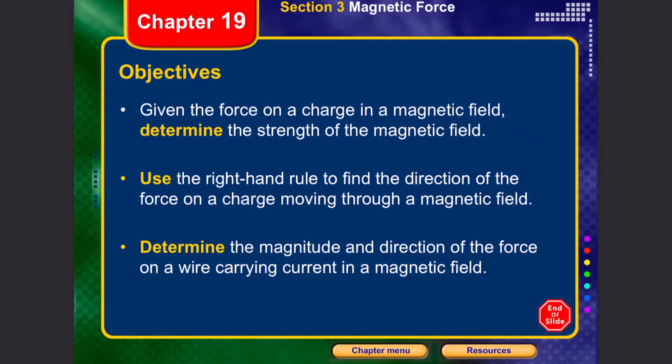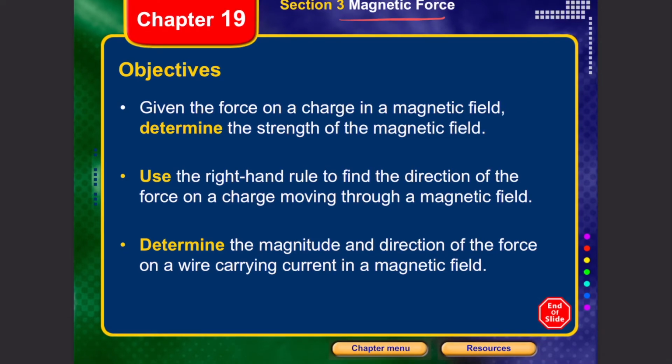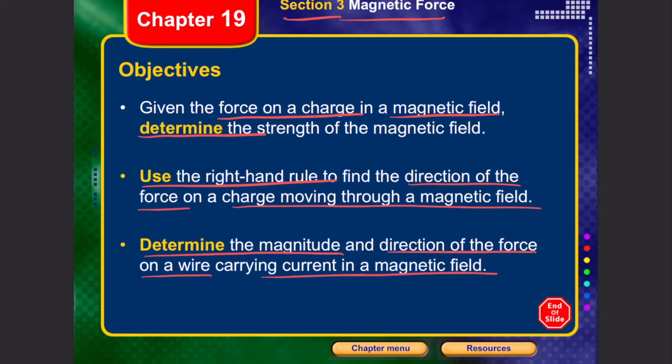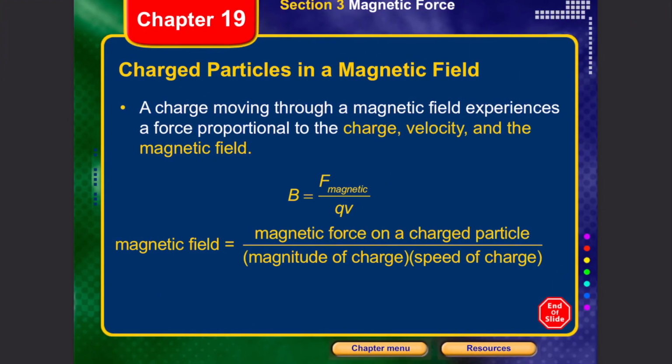Now let's come to the final topic, magnetic force. After you complete this section, you should be able to give the force on a charge in a magnetic field. You should also be able to determine the strength of the magnetic field. You should be able to use the second right-hand rule to determine the direction of the force on a charge moving through a magnetic field. And third, you should be able to determine the magnitude and direction of force on a wire carrying current inside a magnetic field.